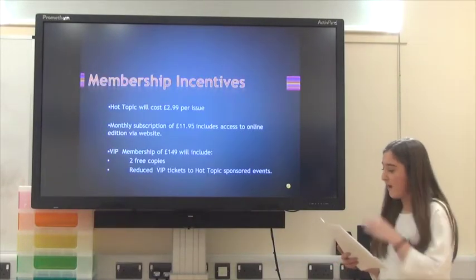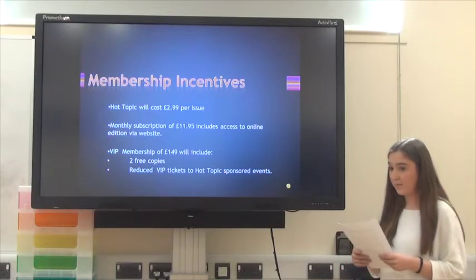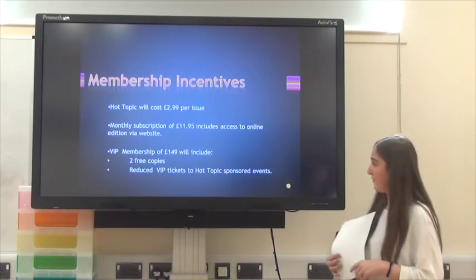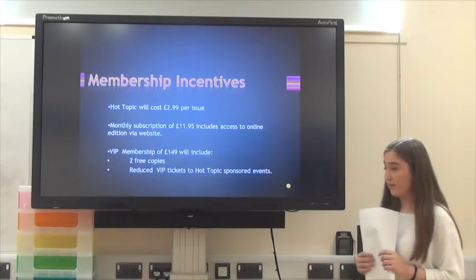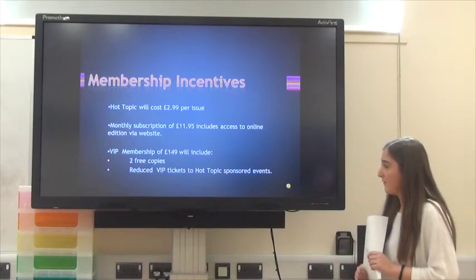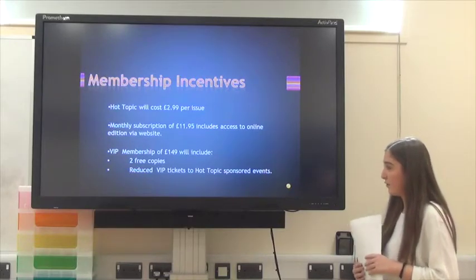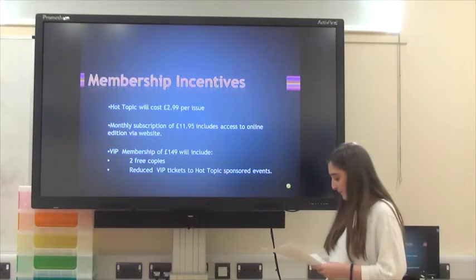The magazine will come out once a week, and it will cost £2.99 per issue. The monthly subscription of the magazine will be £11.95, which includes access to the online edition via the website. There will also be VIP membership of £149, which will include 2 free copies and reduced VIP tickets to Hot Topic sponsored events.